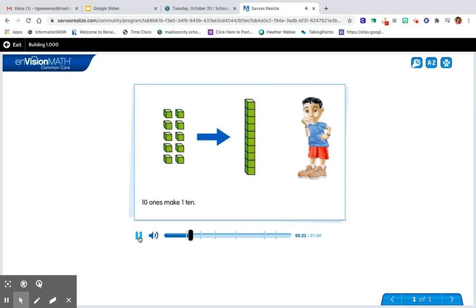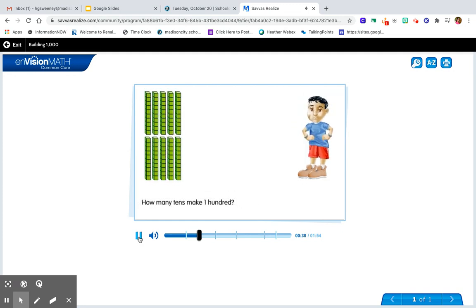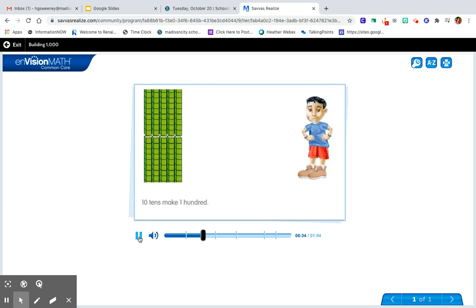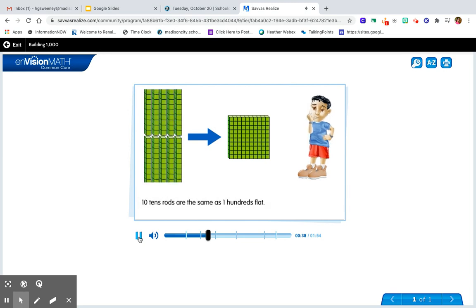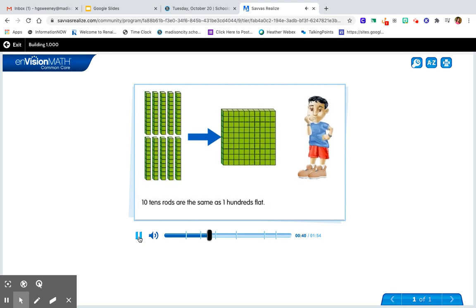10 ones make 10. 10 ones cubes are the same as 1 tens rod. How many tens make 100? 10 tens make 100. 10 tens rods are the same as 1 hundreds flat.